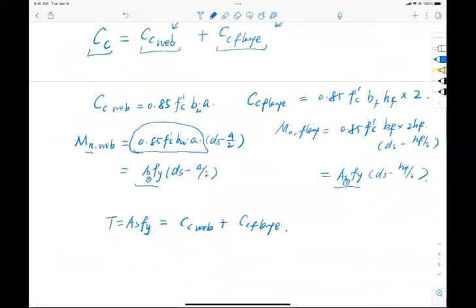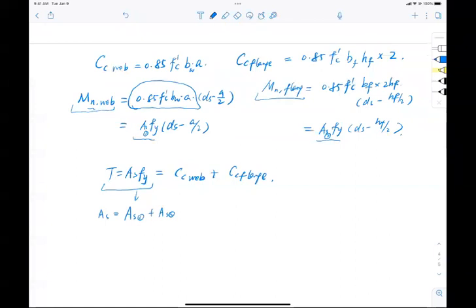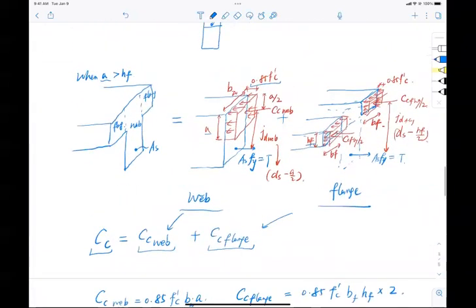And then we suddenly realized that the total compression, that is compression from the web plus the compression from the flange, has to add up to the total tension, that is AsFy. And then we immediately realize that we have to split the tensile reinforcement into 2 components. That is, As would have to equal As1 plus As2. So this way we can have the total reinforcement split between the balancing force for the flange and the balancing force for the web, right? So that's where we were last time.